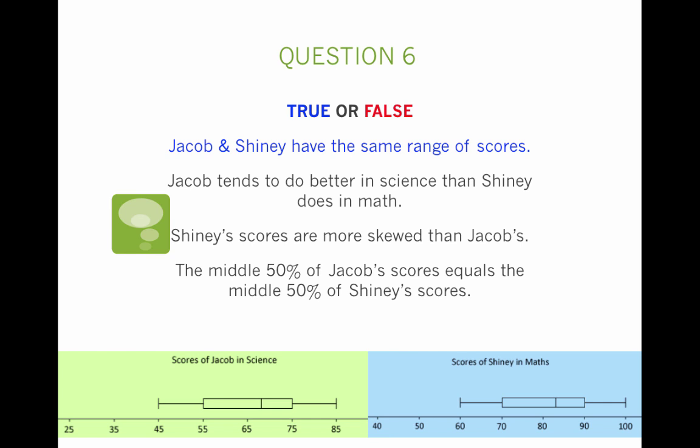And what's Jacob's median science score? Looks to be about 68 or so. And what about Shiny's median math score? A little bit better, about 83 or so. So does Jacob tend to do better in science than Shiny does in math? No. He actually does worse because his median score, which is this measure of central tendency, is about 68 compared to Shiny's median math score, which is 83. Third statement: Shiny's scores are more skewed than Jacob's.